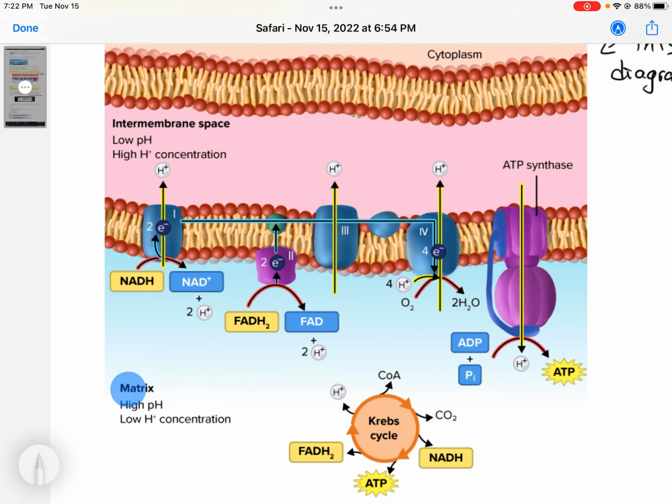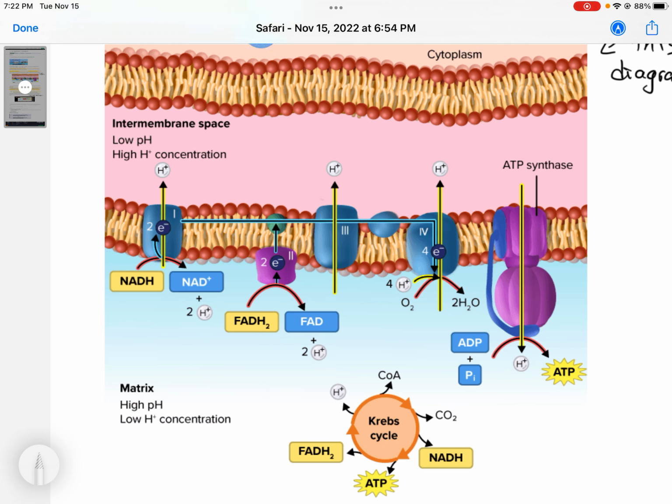So right here in the matrix, this is the innermost section of the mitochondria, keeping in mind that the mitochondria has two membranes, one here and one here. So this up here is outside of the mitochondria. This is the intermembrane space between the two membranes, and then the matrix in the center of the mitochondria.